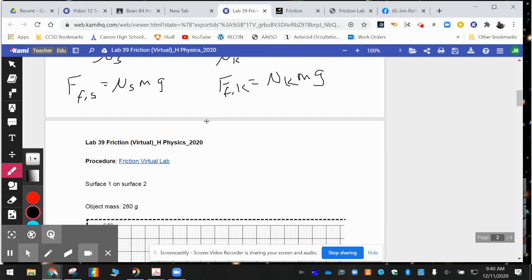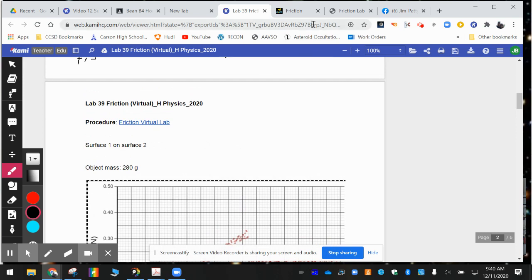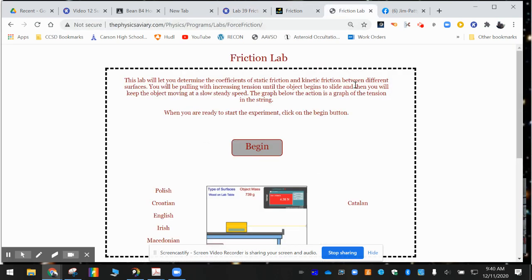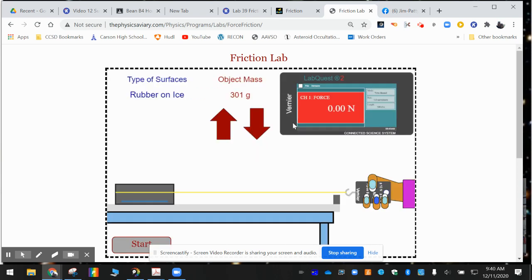All right, so now we come down here. I want to look at this virtual lab. Everyone's going to come to this lab here, and we're going to hit begin. Now, each person has different surfaces. If you're working in a group of two, make sure you're not copying off your friend, because everybody has different surfaces. For example, types of surfaces: rubber on ice, aluminum on steel, glass on glass, graphite on graphite, rubber on concrete, wood on table. It doesn't matter what combination you have, the procedure is the same. However, you will have different calculated values, so you want to be careful.